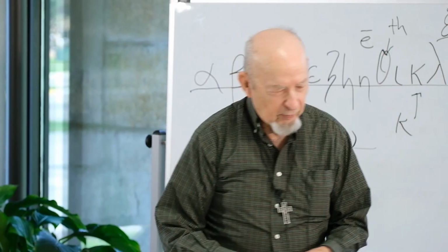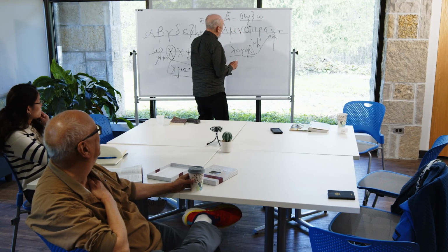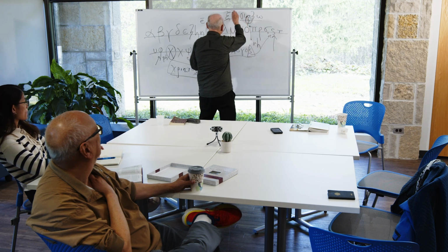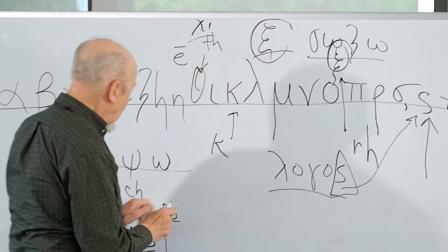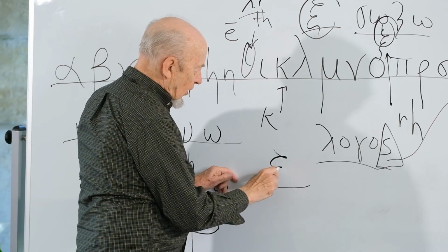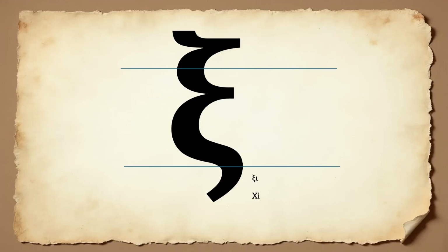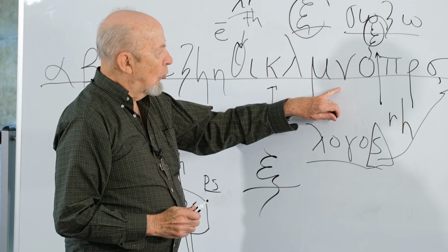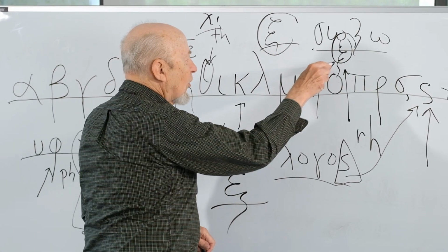Okay, continuing with the alphabet, I need to make a correction. Paul, my assistant, reminded me I left out the letter Xi. This is like an X. It's the Greek X, and you make it sort of like a backwards 3. That's Xi. Mu, nu, xi, then omicron. So, sorry I left this out.